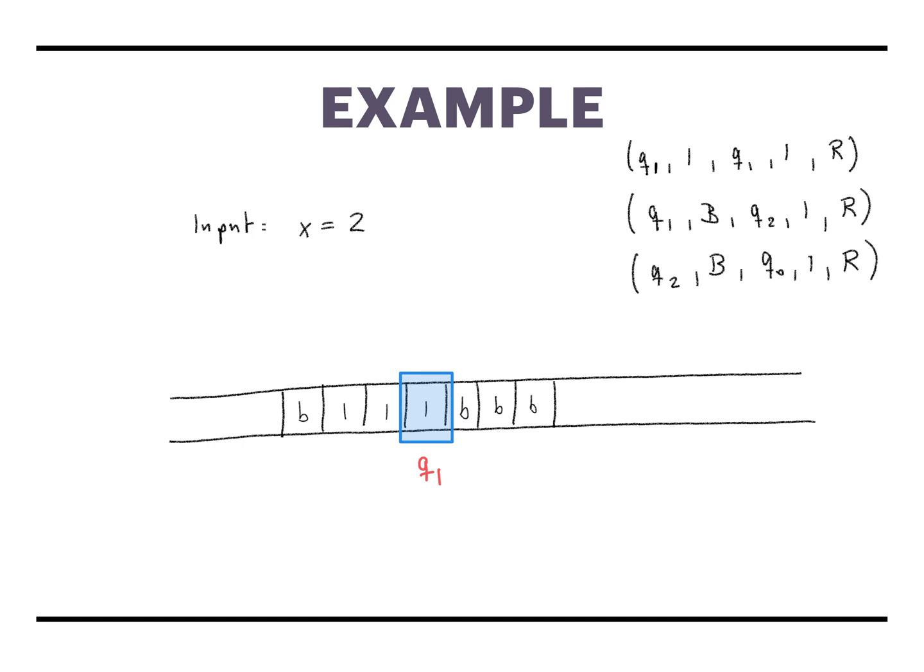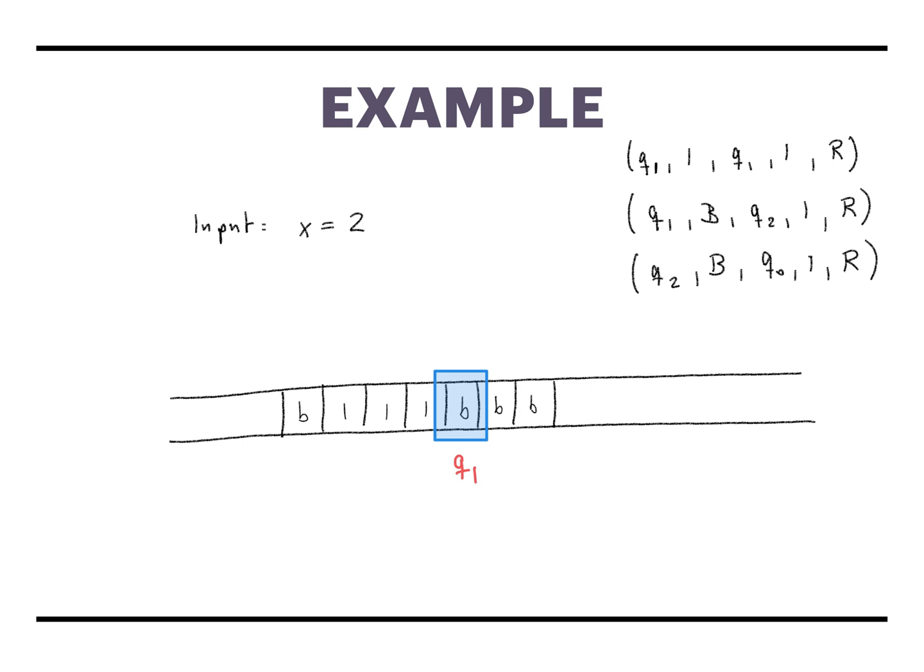And so we did that. We moved to the right, and we are still in state Q1, and we see still nothing has changed. We're still in state Q1. We still read 1, so this line of our program still applies. So we do this one more time. So now we've moved 1 to the right, and we're still in Q1.